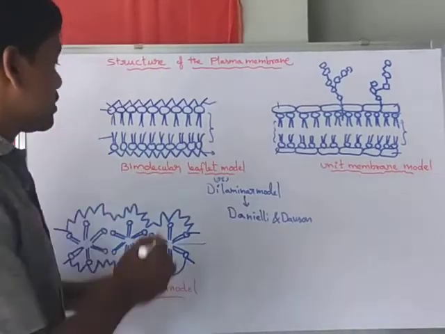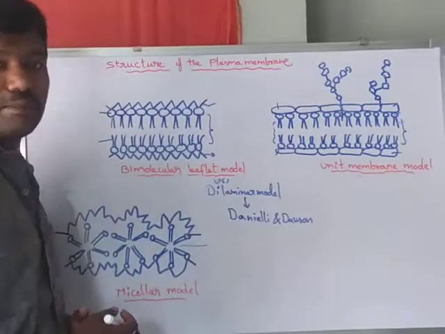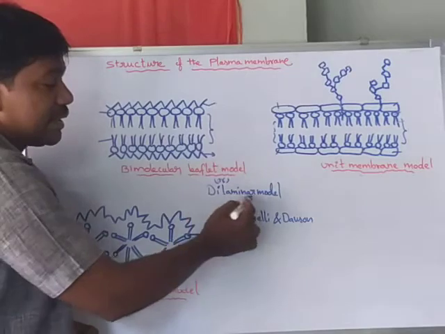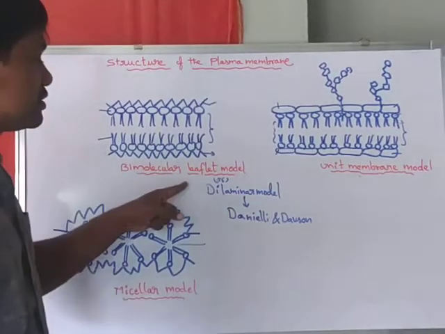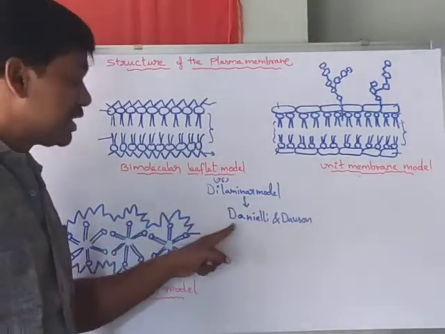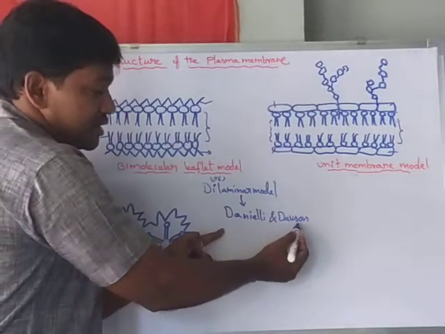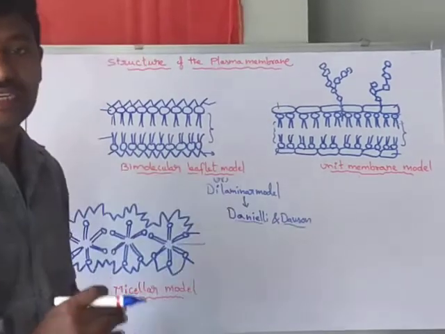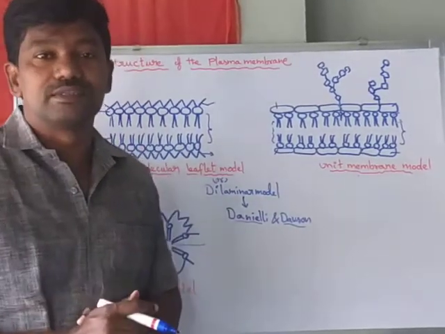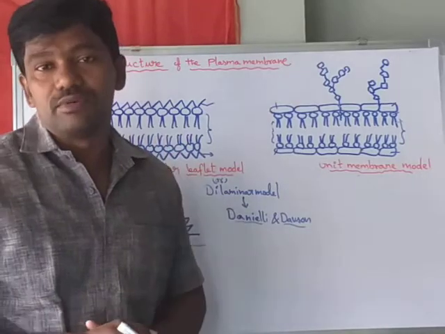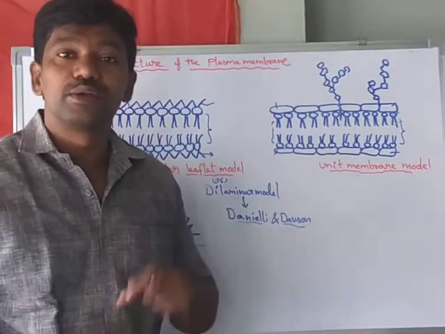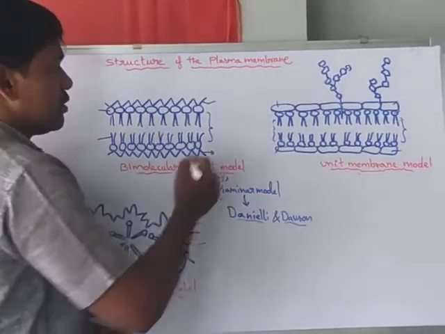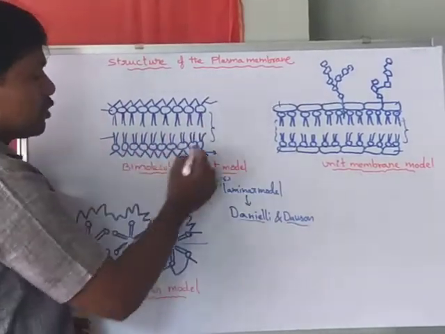The first one is the bimolecular leaflet model, also called the dilaminar model. This model was proposed by Danielli and Davson. According to this theory, the plasma membrane consists of a bilayer of phospholipid molecules and two protein layers. Here we see the model of the bimolecular leaflet.